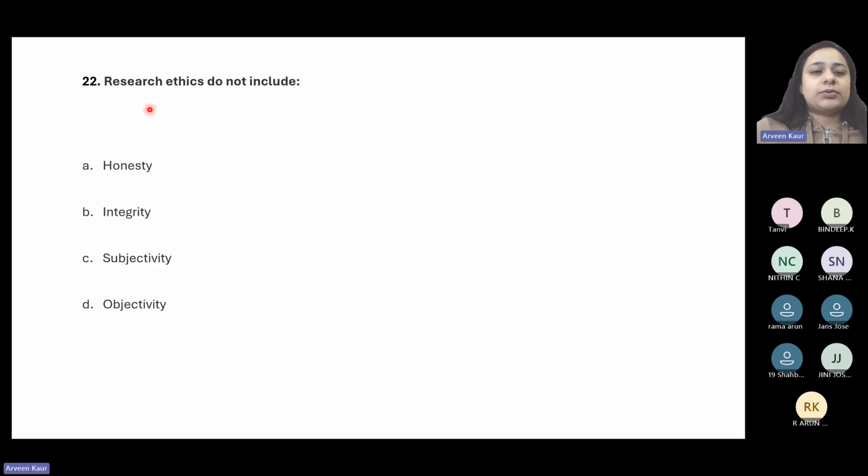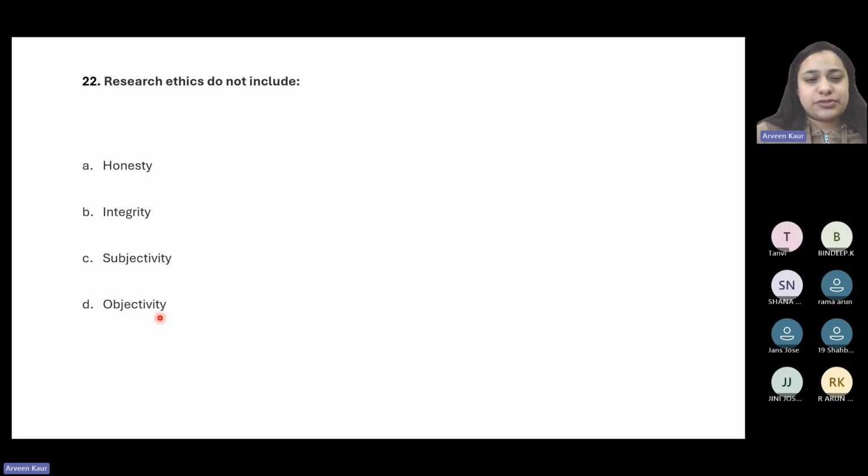Then question number 22. Research ethics do not include which of these? Honesty or integrity or subjectivity or objectivity? This is a very philosophical type of question. It is okay if you are not knowing this. We will discuss it, right? So the answer to this one is subjectivity.